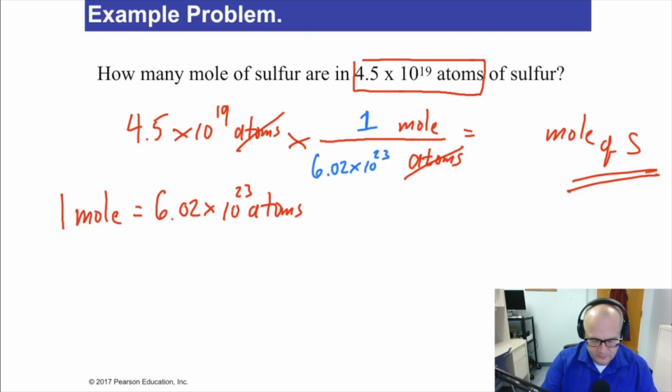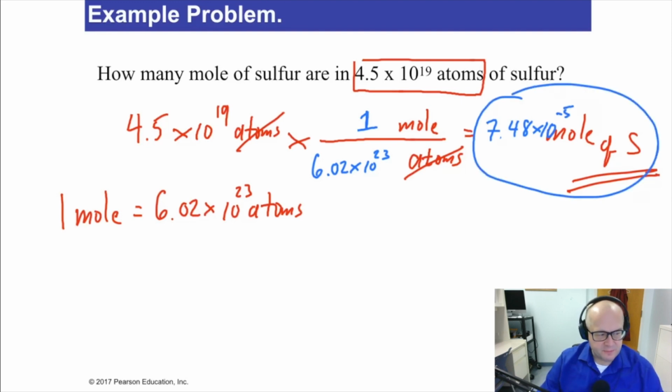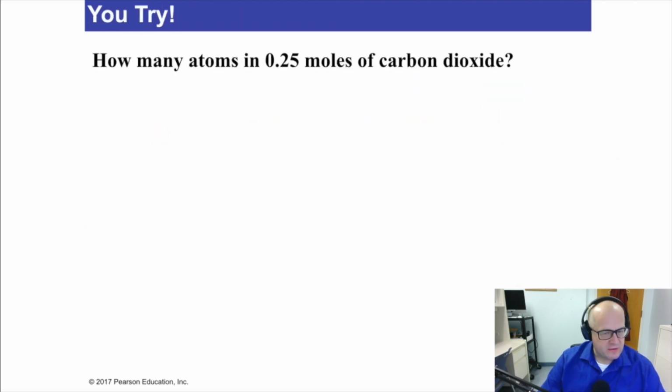Grab up your calculator. 4.5 exponent 19, divide all that by 6.02 exponent 23. And you get 7.48 times 10 to the negative 5. And that's how you do that question. It's just a basic straight-up conversion question. Let's try another one. Maybe you should pause the video. You guys can give it a try.